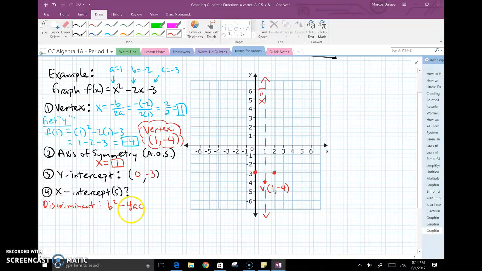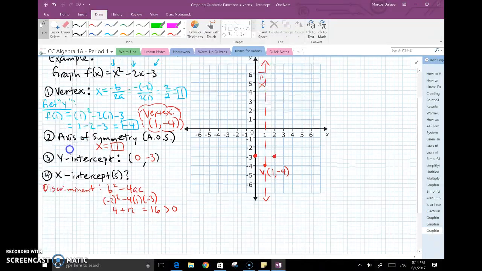So I'm going to use this to see if I will even have x-intercepts, even though I can tell that I will, okay? Because this is going to go up. So plugging this in, I would get b squared, negative 2 squared, minus 4 times 1 times negative 3. And that would be 4 plus 12, which is 16. And all that 16 means, because it's bigger than 0, is that I am indeed going to have some x-intercepts.